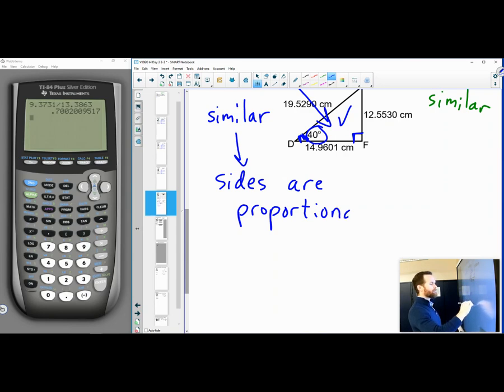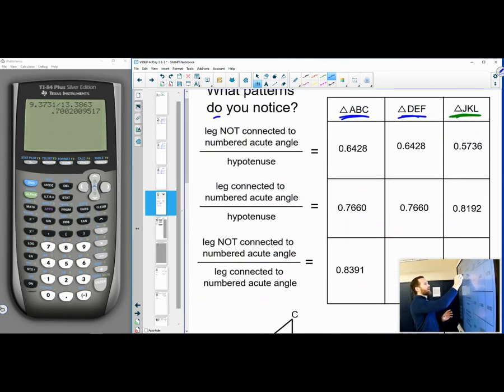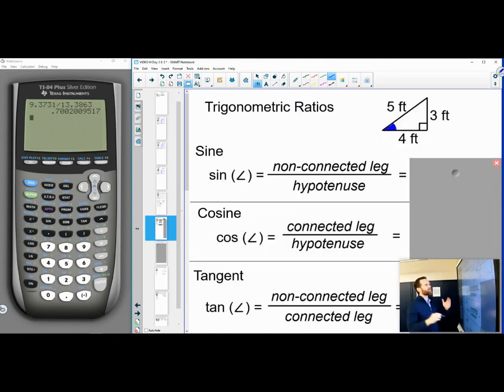So a lot of this connects back to what we were doing in our last chapter on similarity, ratios, proportions, all that stuff. So we actually have names for these ratios of the not connected leg to the hypotenuse, the connected leg to the hypotenuse, and the non-connected leg to the connected leg. Because math people, we kept noticing those ratios throughout history. They kept being the same, the same, the same. So we said, okay, we're just going to come up with some names for them. So these are called trigonometric ratios. So essentially we're starting trigonometry.